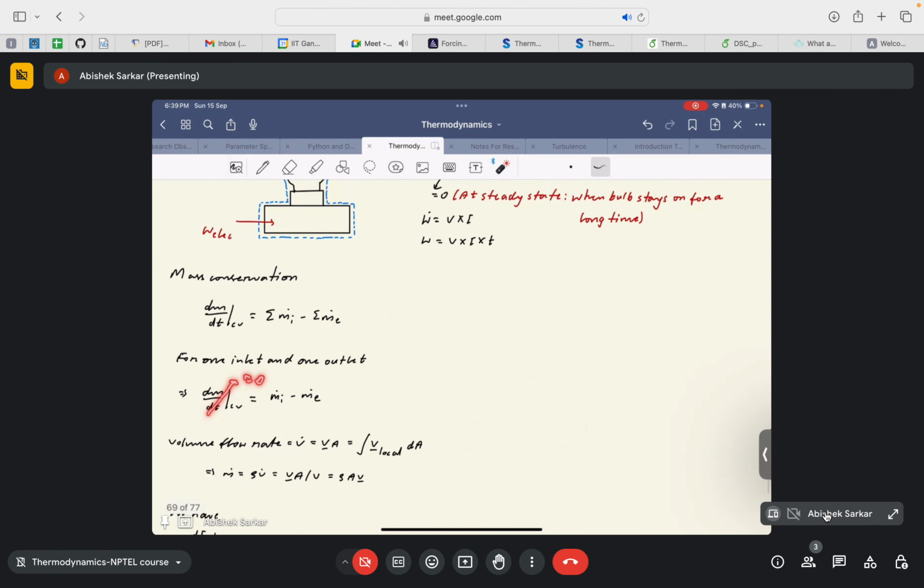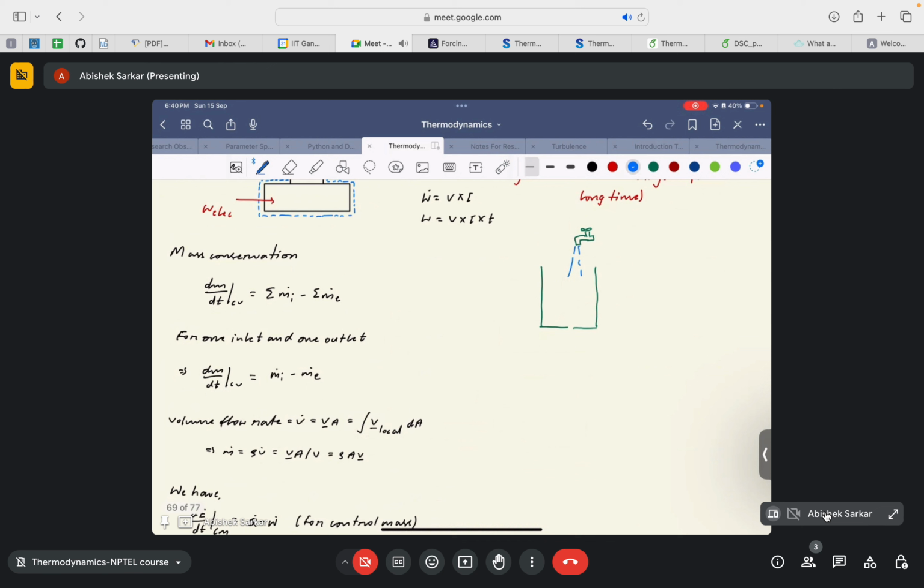Professor Anand has taken a very good example. Let me just draw it. If we have a bucket in our hand and we turn on the tap, water will flow down, right? And assume that there is a small hole in the bucket from where the liquid tries to seep out in the form of small droplets.